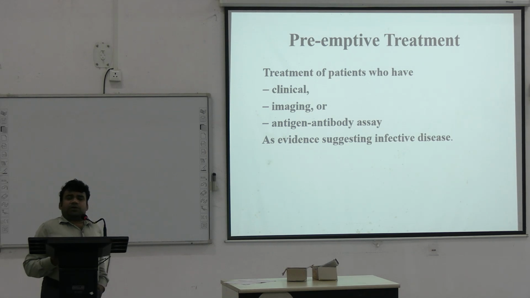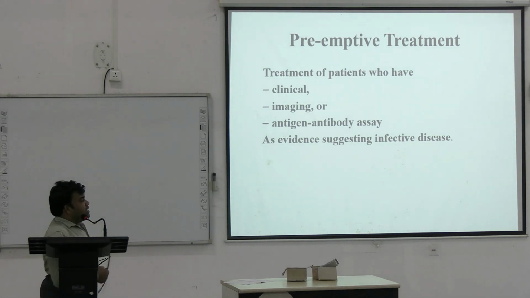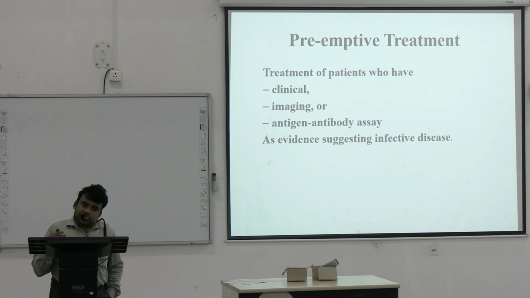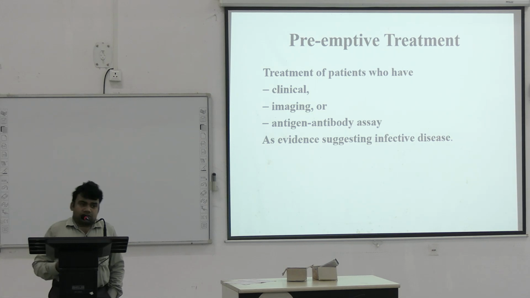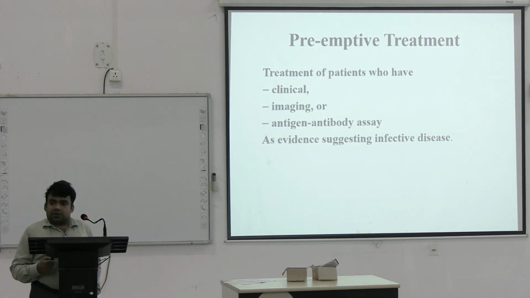The next part of the treatment is called preemptive treatment. After you have started the patient on empirical therapy, you start to get some investigations done. These investigations would give more of an indication of what kind of pathology the patient is having or the organism that could be causing this disease. Based on these indications, we can further narrow down the antimicrobial therapy. This is called preemptive therapy, where we narrow down based on the clinical imaging or any kind of serological or antigen antibody assays.